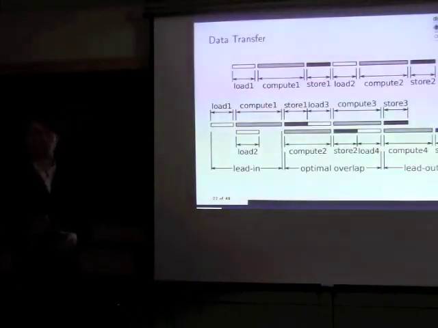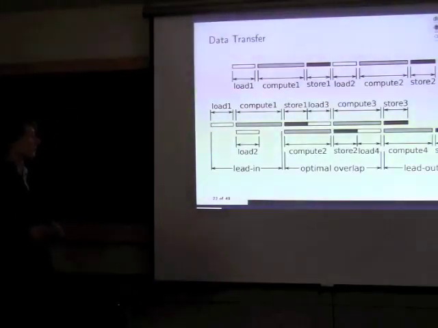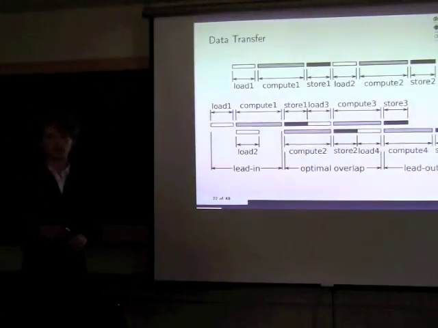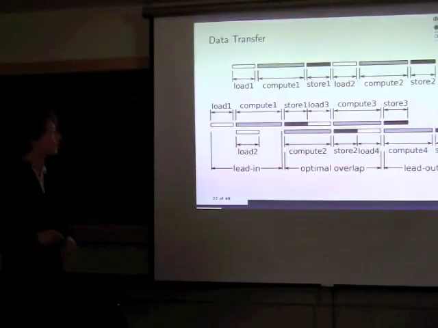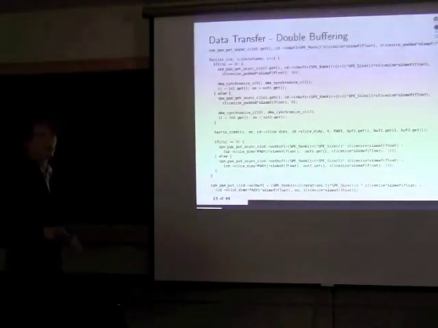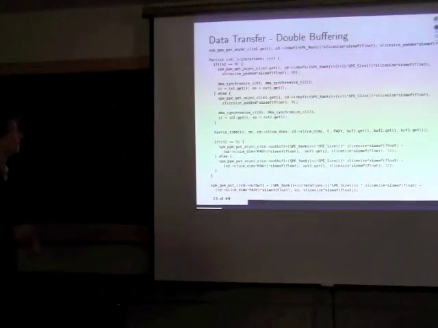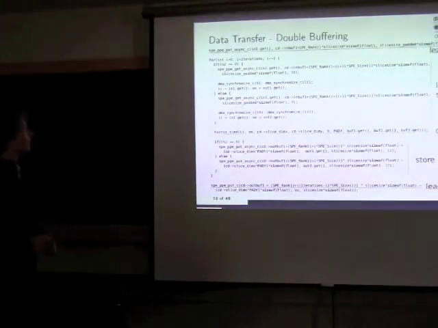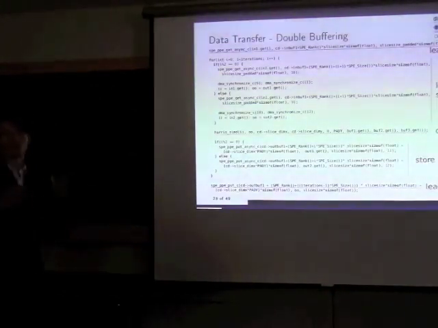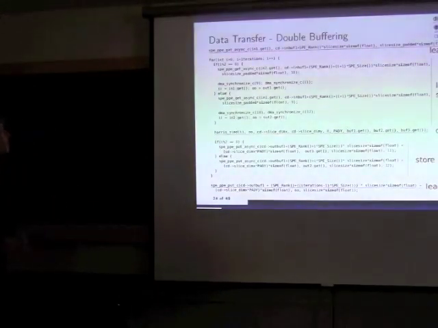Now, if you wanted to write something like this for the Cell using the simple C functions, you would get code like this, a big mess. I don't want you to read this all. I just want to show you that it's a lot of code for something straightforward.